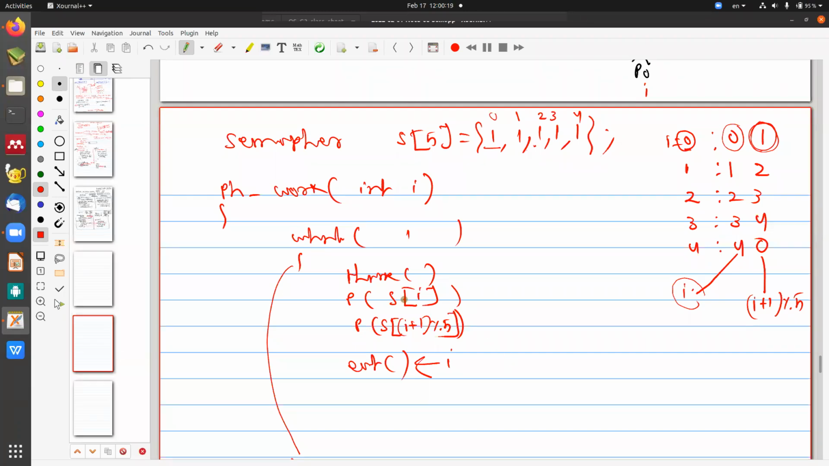So what he does is, if the ith process wants to eat, first you have to check the S of I semaphore. If it is free, check the S of I plus 1 modulus 5 semaphore. If both of them are free, then he can come here. Because if only one is free and this is not free, your process is still waiting here. But if this is free and this is also free, then he is allowed to enter.